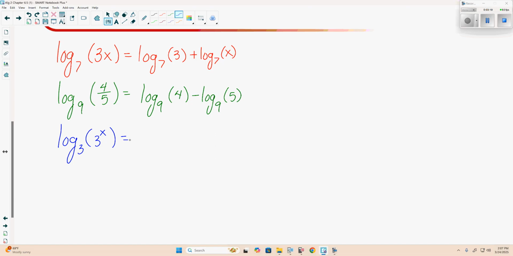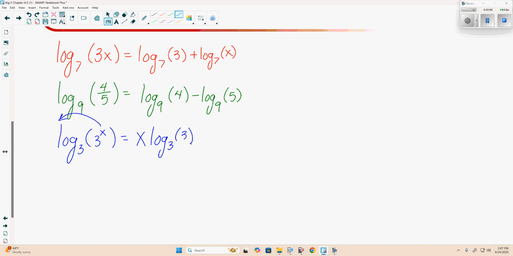The last one we can do is log base 3 of 3 to the x. Now, according to our power property, we can move that exponent to the front, telling us that we have x times log base 3 of 3. Questions on this so far?